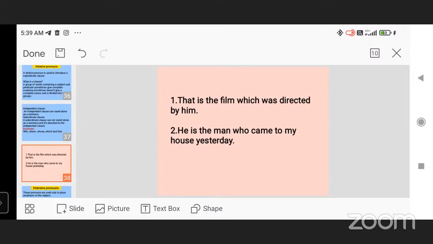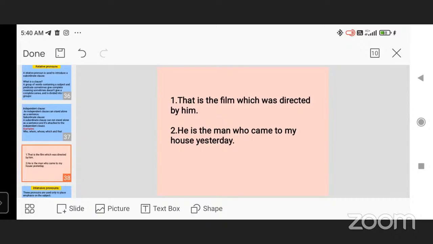So that is called subordinate class. That is called subordinate, which was directed by him. So the sentence, see here, which was directed by him. Directed by him. Okay, something he has directed. The film he has directed. So the film is the main part, which is a relative pronoun, and directed by him is a subordinate class. Okay. So the one has meaning, the second sentence doesn't have meaning.